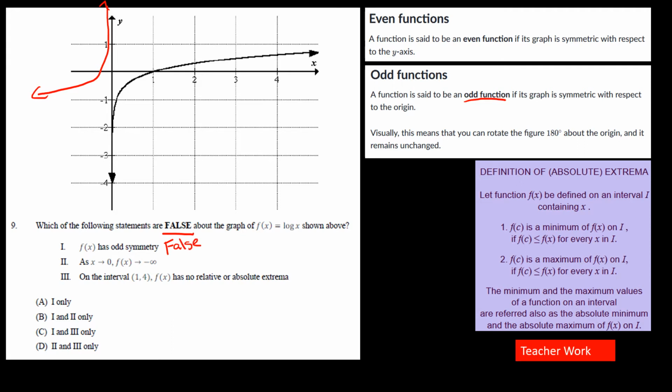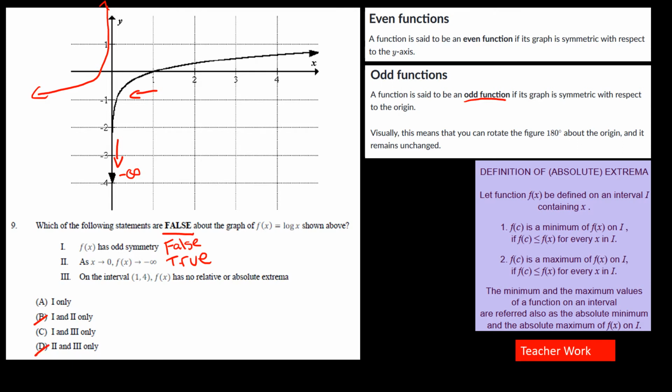So we already know that 1 has to be an answer. This one here says, as x approaches 0, so as I'm going this way to 0, my y value is approaching negative infinity. So yeah, that is true. Knowing this, we can already eliminate all answer choices with the number 2, because we're looking for false answers. So B and D are out.